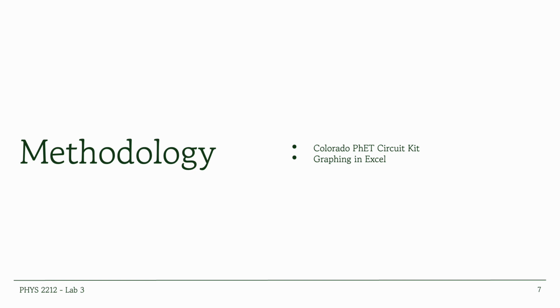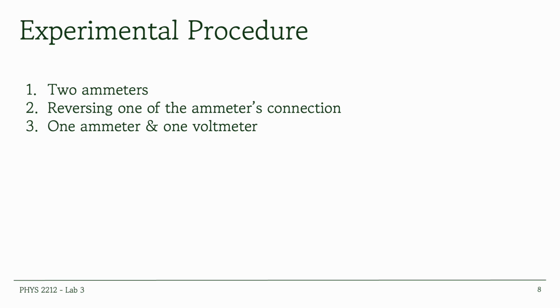Methodology-wise, we'll be using the Colorado PHYS circuit kit and then some graphing in Excel. So the experimental procedure will first start with 2 ammeters, and then we'll reverse one of the ammeter's connections, and then we'll have an ammeter and a voltmeter, and then we'll move into the RC circuit component portion.